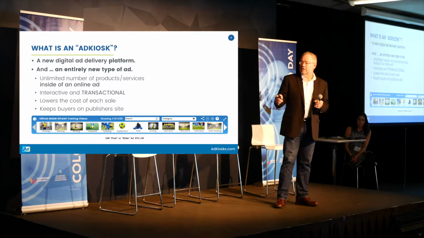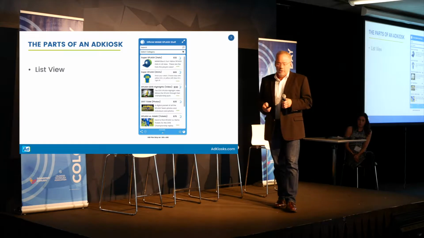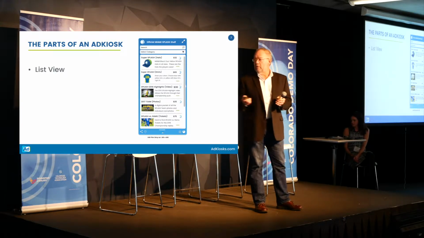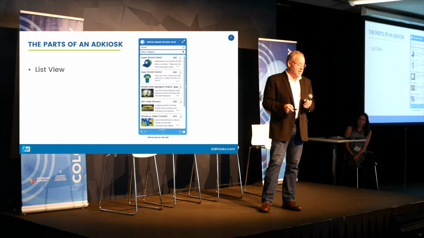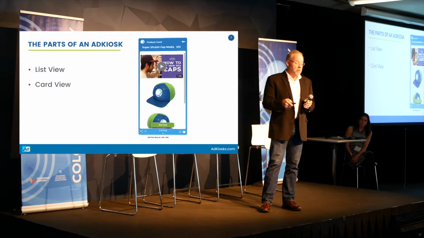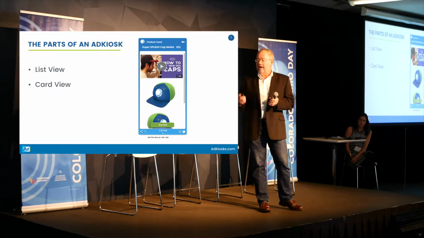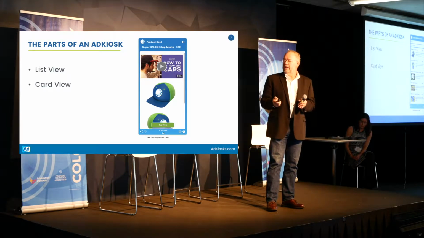So that gives you a sense of the different ways that ad kiosks can be laid out. There are really two different types. There's what we call a list view, which is scrollable and searchable in that particular space. When you click on an item, it shows you a card, and that card is the mini landing page. You can have all the different information you need inside of that card.